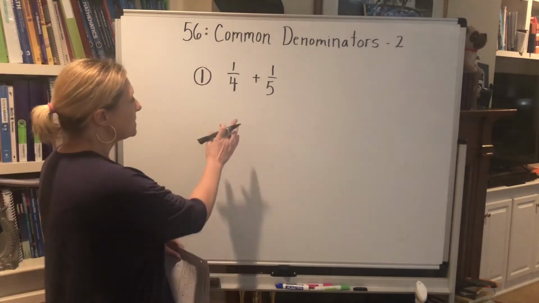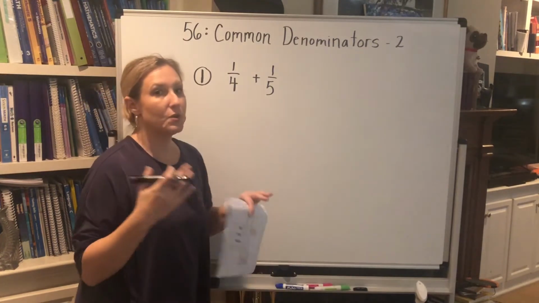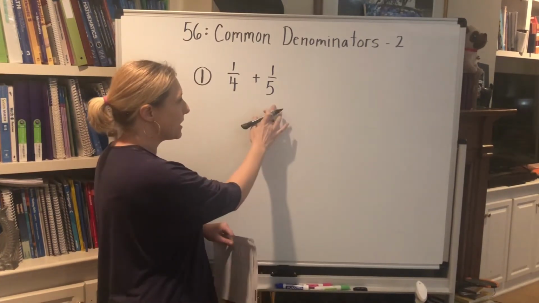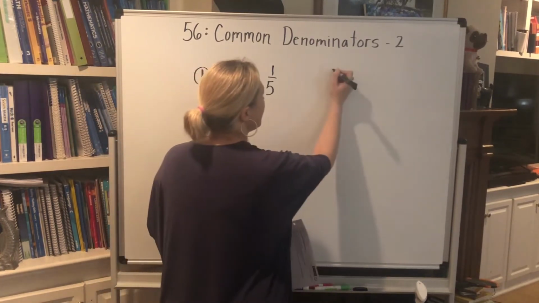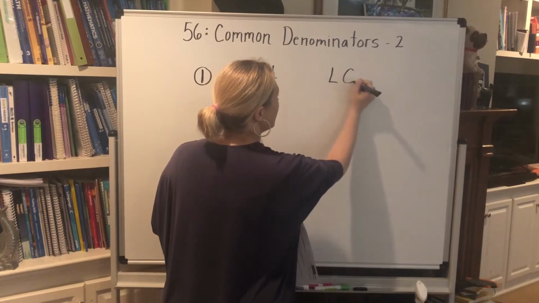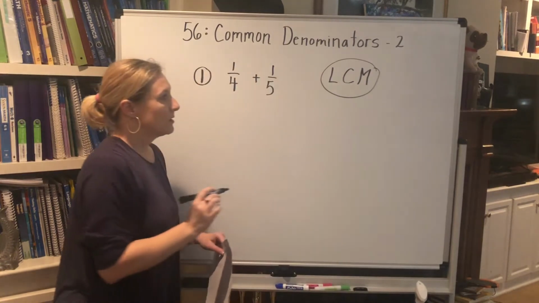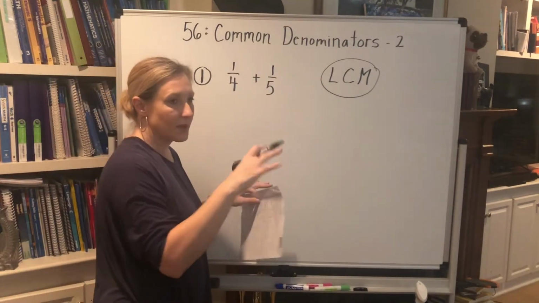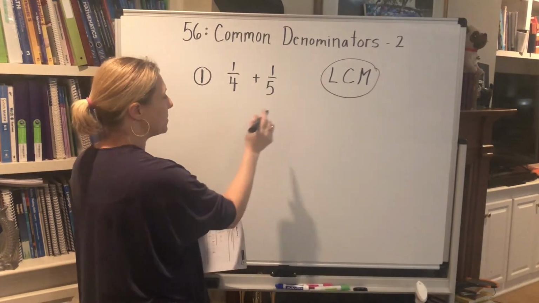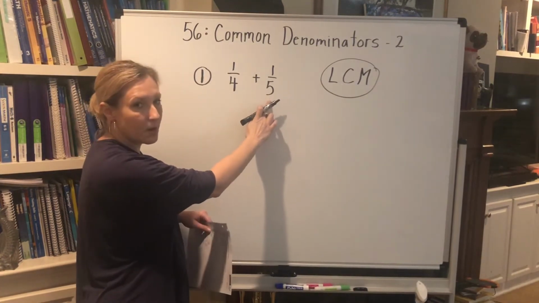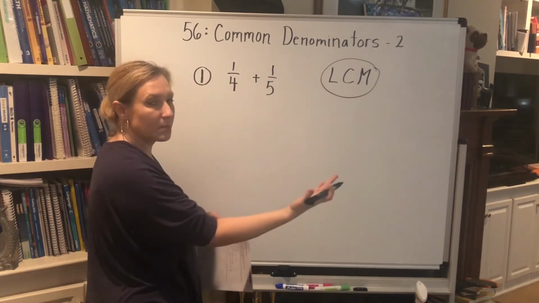Okay, so when we find common denominators and when you add and subtract, you know you have to have a common denominator on the bottom. So you want to go to the largest number to find the least common multiple, or the LCM. Okay, that's a term you're going to hear for the rest of your life in math, is finding the LCM, least common multiple. You want to go to the largest number when you look for the least common multiple and go through the multiples of 5.